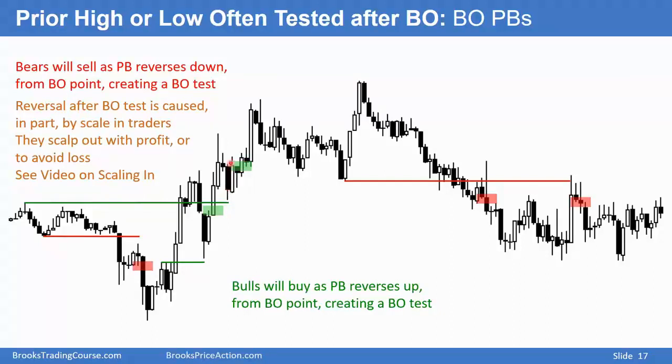Micro double bottom, down, up, and then this bar went down, up. 2 attempts to go down, both failing in a bull trend. Traders will buy on a stop above the high of the prior bar and get filled here.